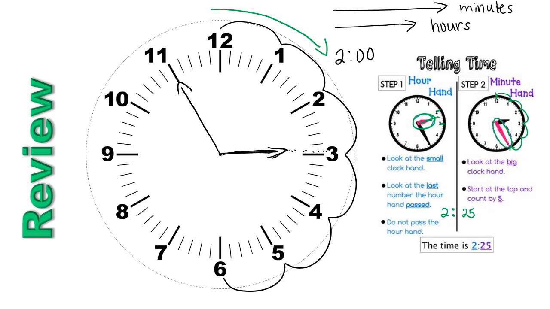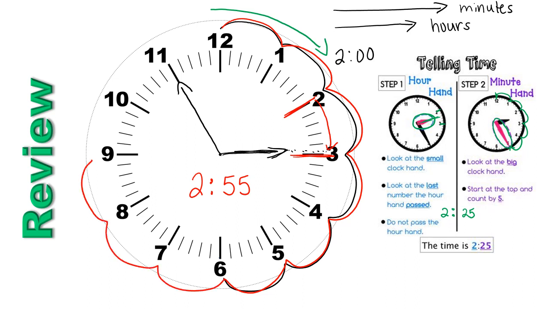Okay, but what we want to look at is what two numbers the hour hand is between. The hour hand is between the 2 and the 3. Since it has not reached 3 o'clock yet, it's almost there. Okay, the time is 2:55. And I know that it's 55 because if I count my minutes by 5s, 5, 10, 15, 20, 25, 30, 35, 40, 45, 50, 55, I know that my minute hand is pointing to 55.